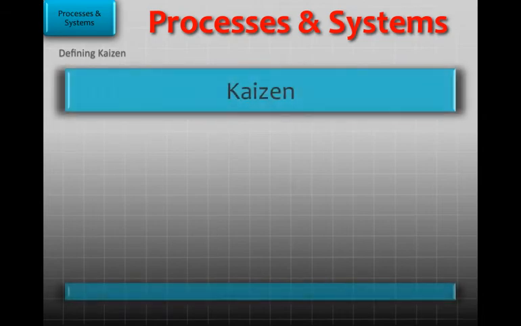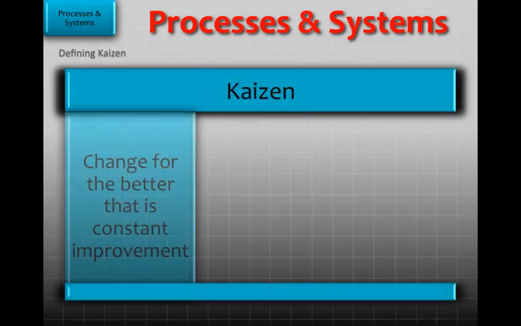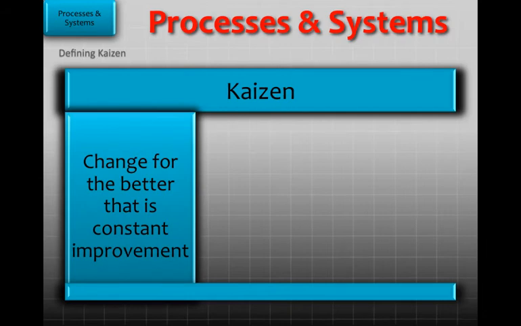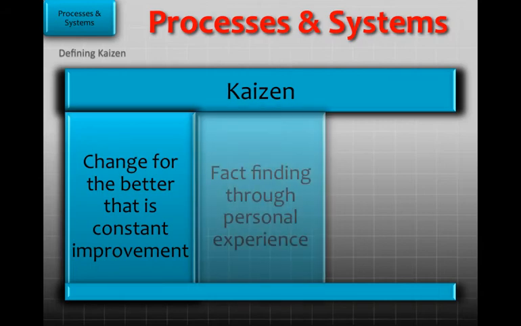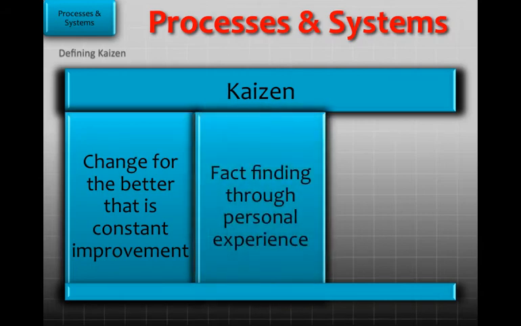Now, when we look at Kaizen, which is nothing more than defining things by change for the betterment, that is constant improvement. So we're looking for these small steps to continually improve. And we do so through our personal experience. And we go on this fact finding to make sure that we experience it. Not that we read it, not that we saw it, but we actually experienced it.